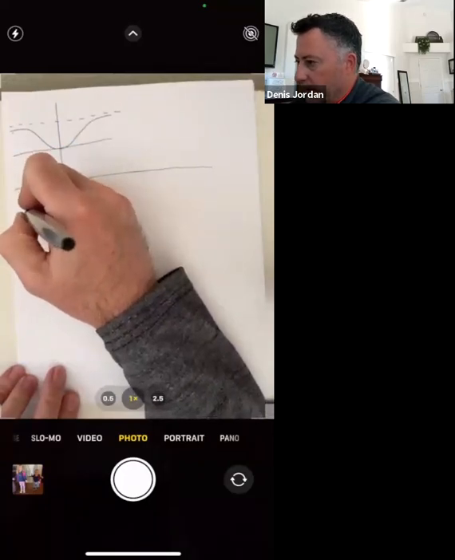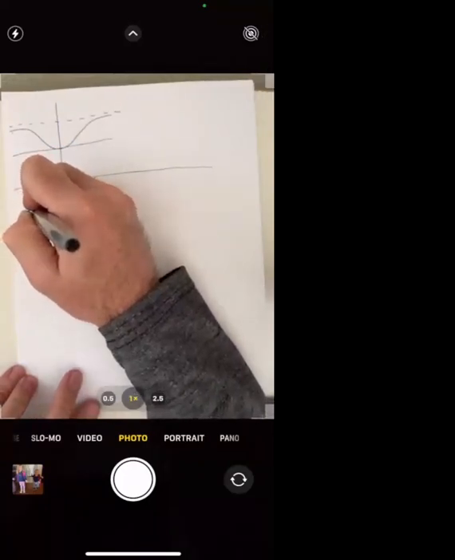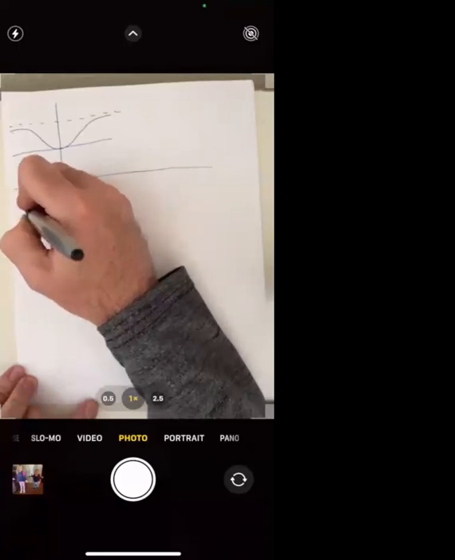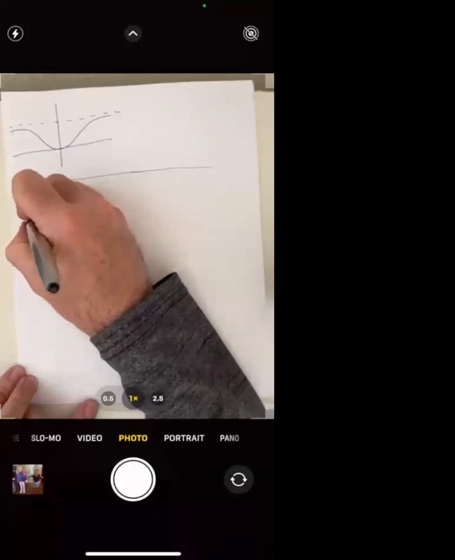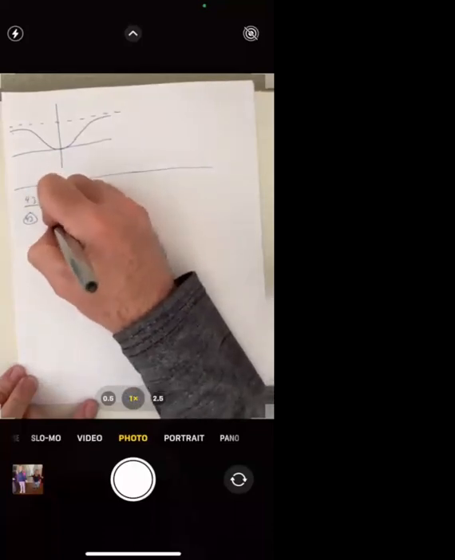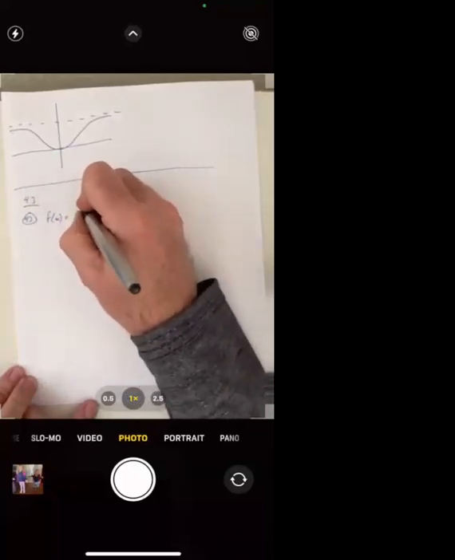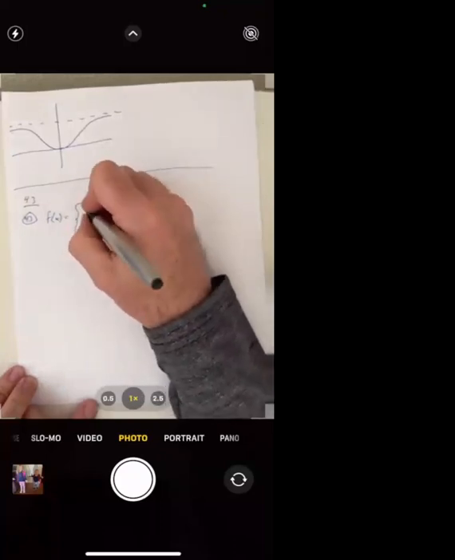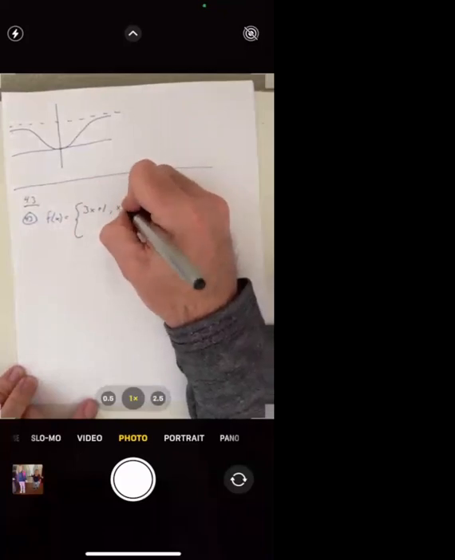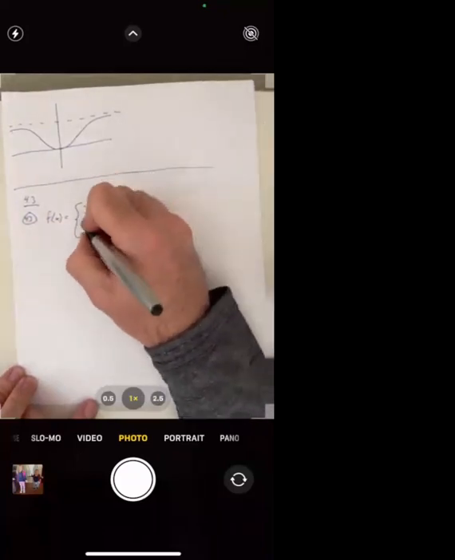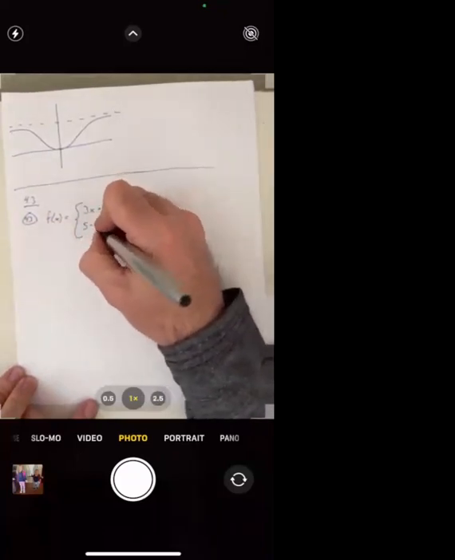What is it and from where? Is it 4.3? Yes, this is 4.3, number 43. And I can give you the function, which is f of x equals, and then it's going to be two things. 3x plus 1 for x less than or equal to 1, and then 5 minus x squared for x greater than 1.